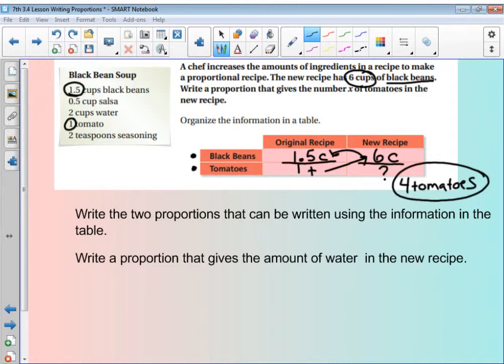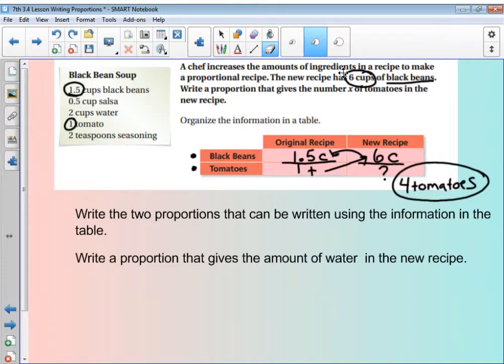Okay, so let's go ahead and try another one. We'll use the same recipe yet. So let's say instead of the amount of tomatoes I needed, I wanted to work off of the amount of water. So we'll use the same scenario in terms of we're still going to increase it to 6 cups of black beans. So write a proportion that gives the amount of water that you would need in the new recipe.